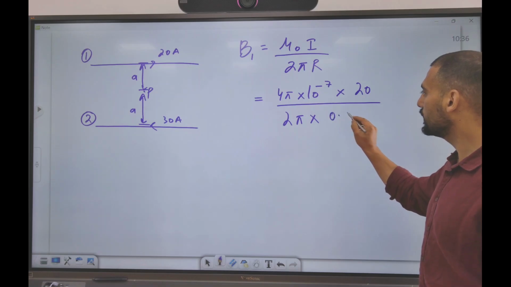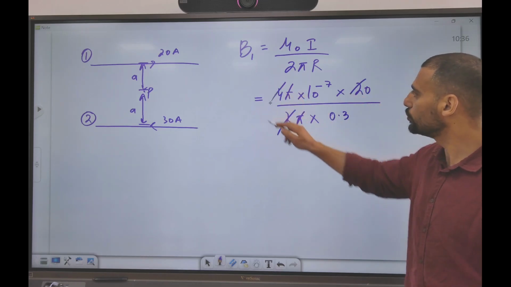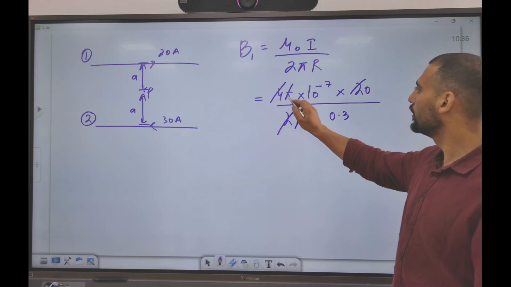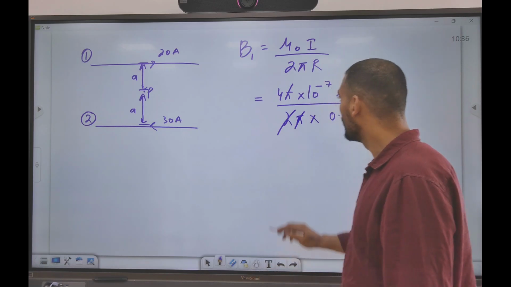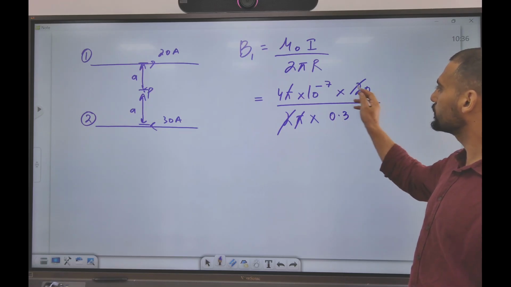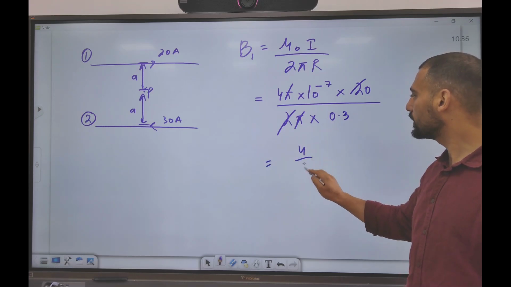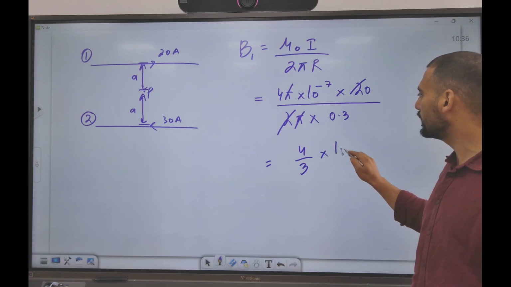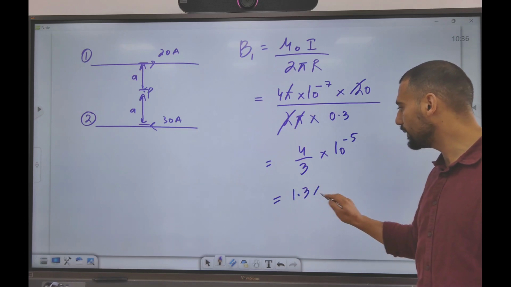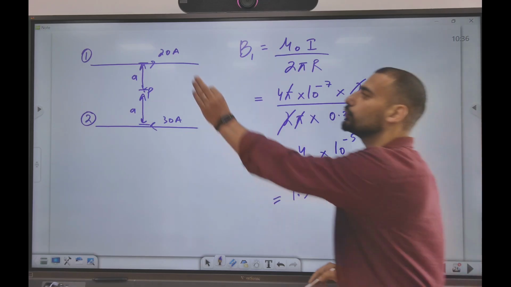Exactly, 0.3. So the 2 and 2 will cancel, and the 4 is still here. So this will be 10 and this will be another 10, so it will be 10 raised to the power minus 5. So it will be 4 upon 3, 1.33 times 10 to the power negative 5 Tesla. This is the magnetic field due to the first.